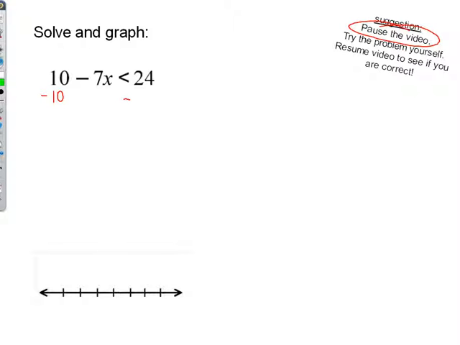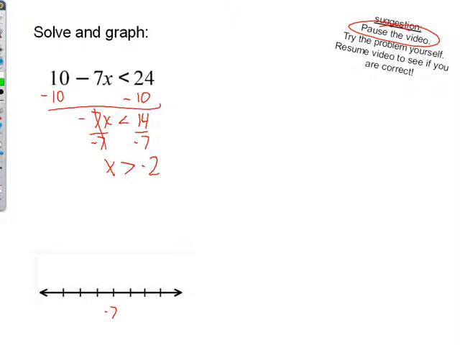I'm going to subtract 10 from both sides. I got -7x is less than... I did a negative to both sides, but that's just subtracting. That's not multiplying or dividing by a negative, so I'm okay. I'm not going to flip the symbol. Now I'm dividing by a negative. Okay, now I do flip the symbol, and 14 divided by -7 is a negative, -2.